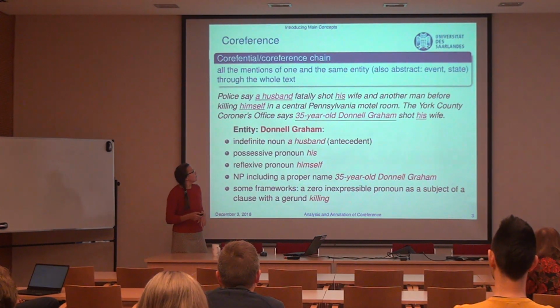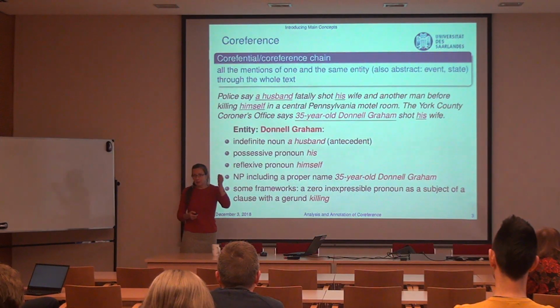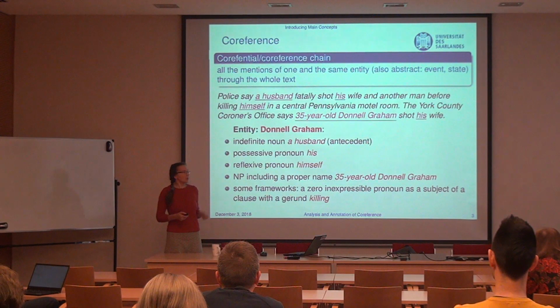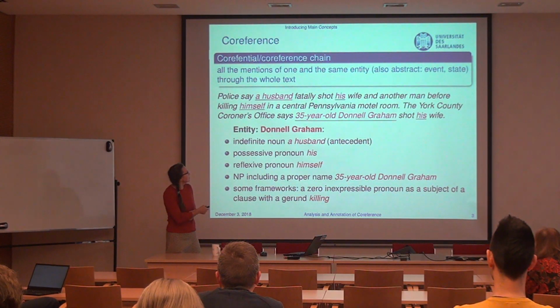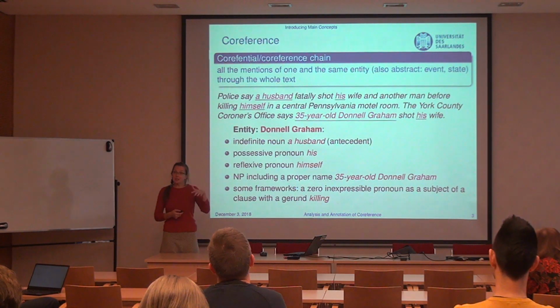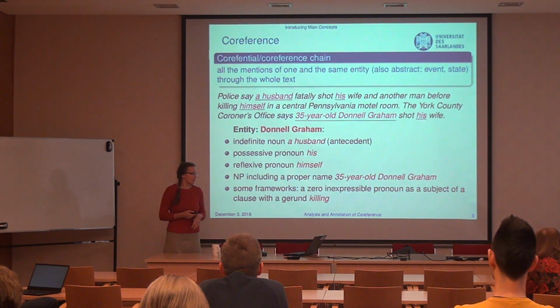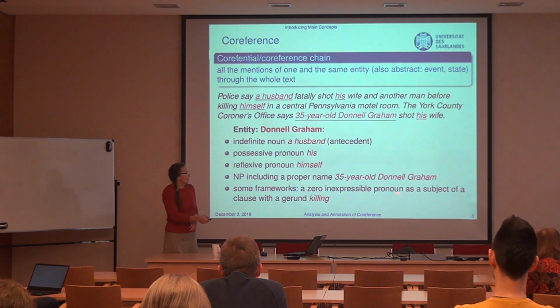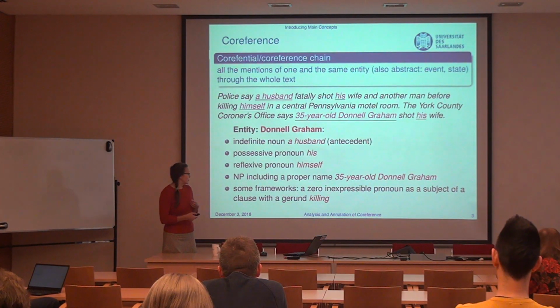And here you see an example where we have 2 sentences and they are interconnected with the help of a coreference chain, where we have the entity Donald Graham, and we have an indefinite noun phrase, a husband, which is an antecedent. We call antecedent the first element, and then we have possessive pronoun, reflexive pronoun. We have a nominal phrase with a proper name, which are members of the same chain, of coreferential chain.